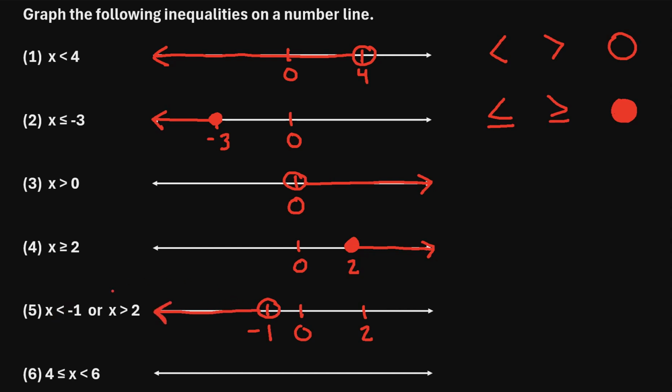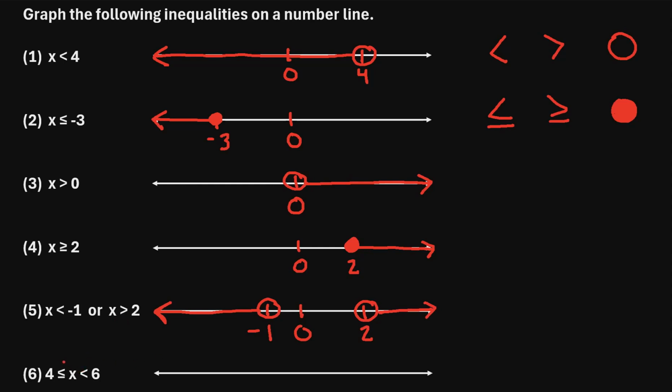all of these values that are less than -1. And then we also have x is greater than 2. So because we have a greater than symbol, we're going to draw an open circle at 2. And we're saying x could be all values greater than 2. So when we have a greater than symbol, we draw an arrow to the right. So all of these values greater than 2.